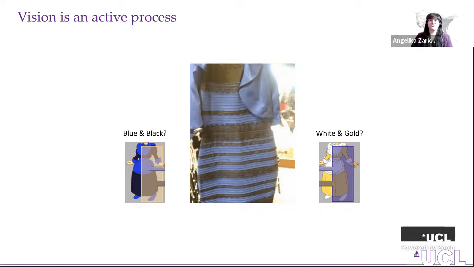So you might remember the dress, which was quite popular on the internet a few years ago. The same image of the dress here was perceived as blue and black by some people, assuming a light background, but was perceived as white and gold by other people, assuming a dark background. So the same image, the same visual information, was perceived in two very different ways.